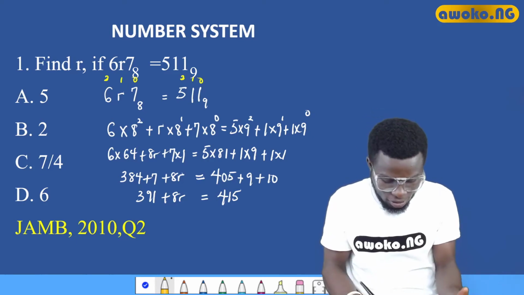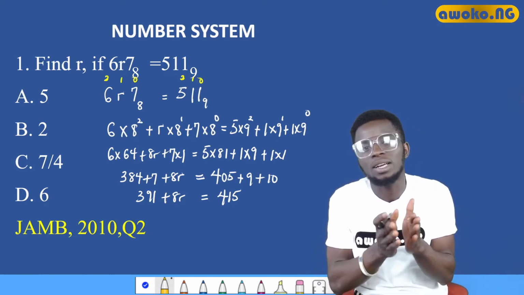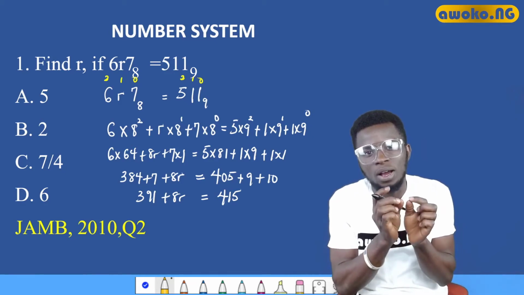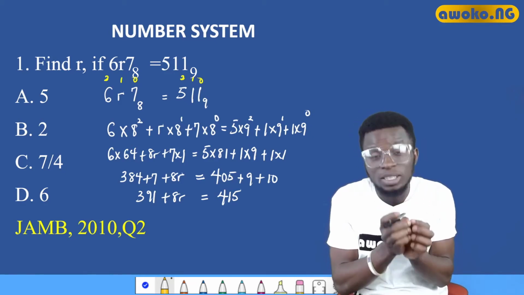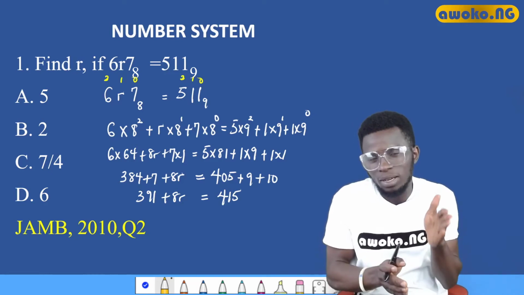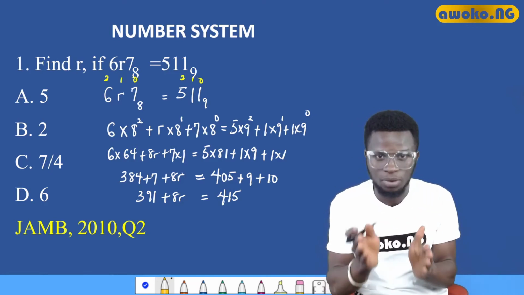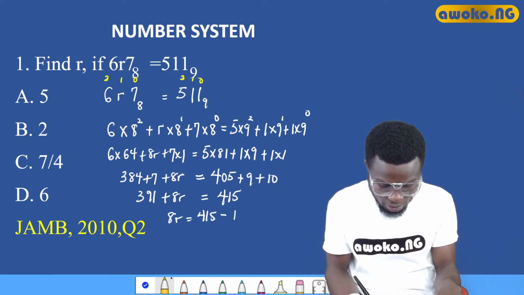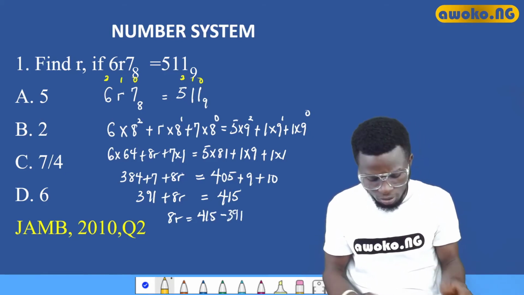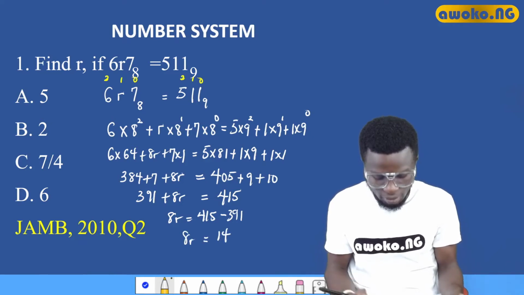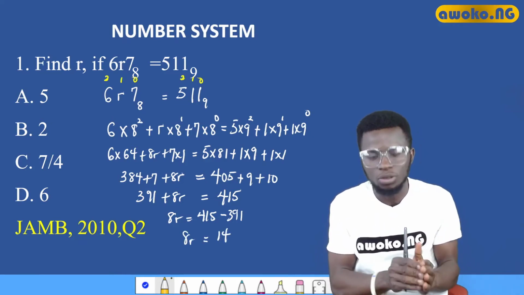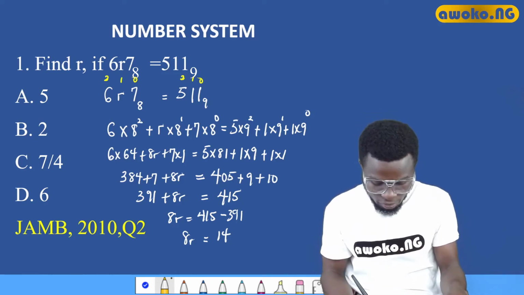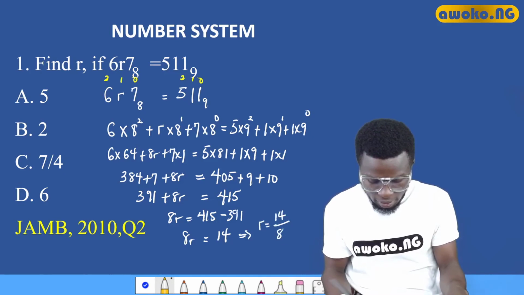And how do we do that? It is to make sure that anything that has the alphabet, the dependent variable that we're looking for, is on the left hand side while the other one is on the right hand side. So we have 8R is equal to 415 minus 391. If you do this, we have 8R equals 24, and dividing through by the coefficient of R to make R stand alone, we have R equals 24 over 8.